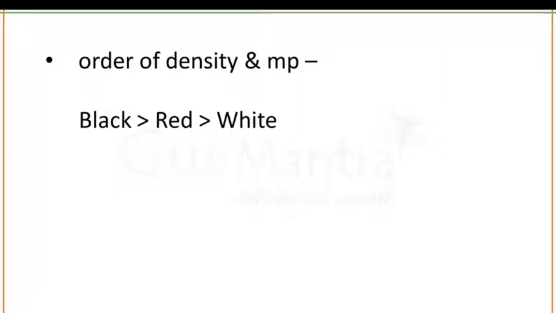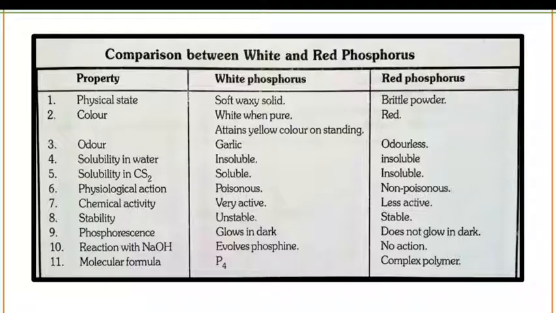If you talk about the order of density and melting point between the different allotropes of phosphorus, black phosphorus will have the highest density and melting point as compared to white phosphorus, and white phosphorus's melting point is also the least. So you have to remember this order. This is also your PYQ of GATE exam.